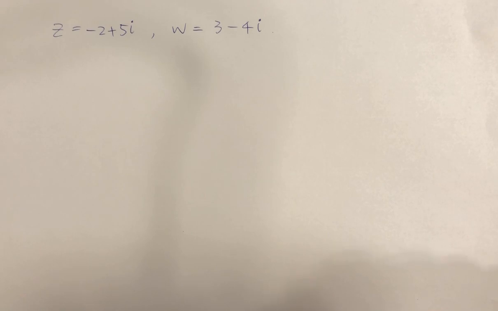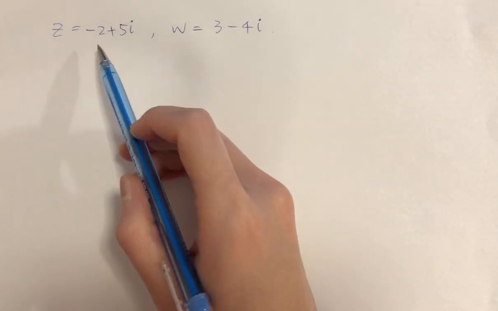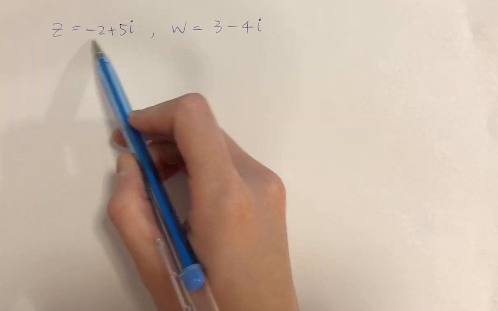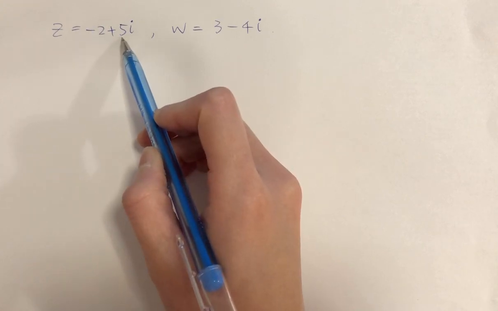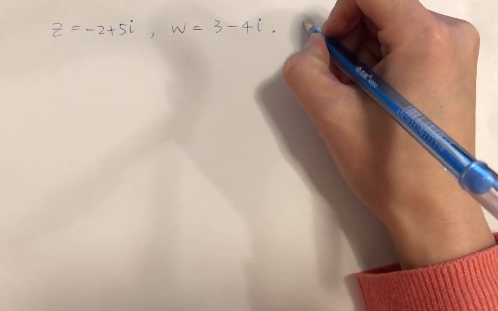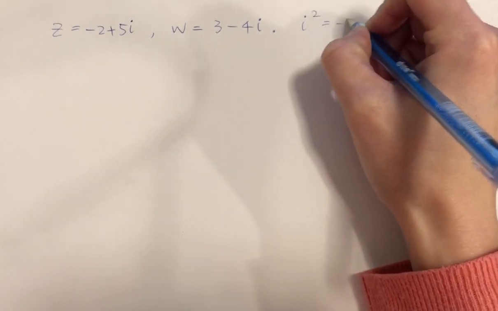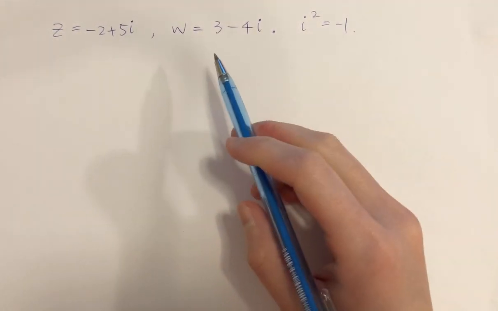Okay, in this section, we will learn some basic operations of complex numbers. So here are two complex numbers, and we know that this constant -2 will be called the real part, and this 5 will be called the imaginary part. And we also know that i squared is equal to -1.